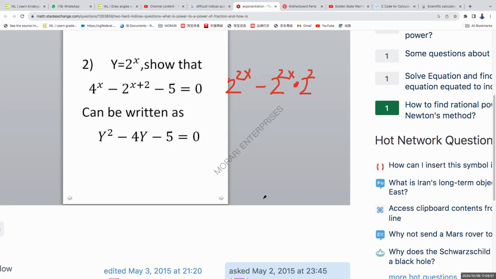Remove this x. Sorry. Do you know how they got to 2 to the power x plus 2? When do you add the indices? When you multiply with the same base. So this was 2 to the power x times 2 to the power 2. So you bring them back to their original form. So it's not only going from here to here.